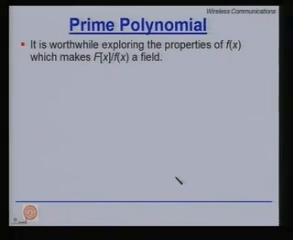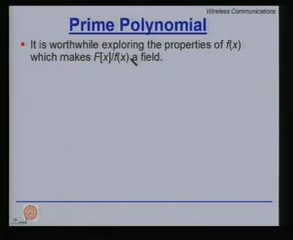Now, let us have some definitions. Now, let us explore the properties of f(x), which makes this F[x] divided by f(x) a field. So, what is this capital F[x]? This is a set of polynomials, and if you divide it by f(x), then you are doing a modulo operation, that is, whatever is the remainder after you divide any element within this by f(x), you are left with a remainder, and we are talking about that set.